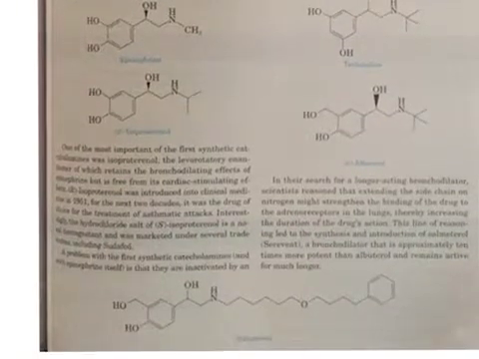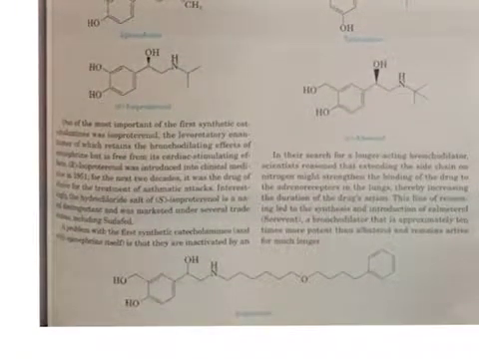One of the most important of the first synthetic catecholamines was isoproterenol, the laboratory enantiomer of which retains the bronchodilating effects of epinephrine, but is free from the cardiac stimulating effects. This R-isoproterenol was introduced into clinical medicine in 1951, and for the next 2 decades, it was the drug of choice for the treatment of asthmatic attacks. Interestingly, the hydrochloride salt of the S-isoproterenol is a nasal decongestant and was marketed under several trade names, including Sudafed.